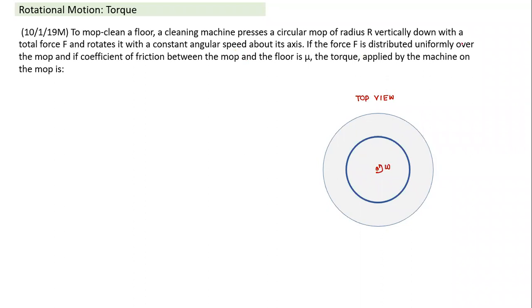Force F is distributed uniformly over the mop, and the coefficient of friction between mop and floor is mu. What is the torque applied by the machine on the mop? Just imagine there's a mop here. Intuitively, most of you should be able to feel that if you press the mop harder into the floor and then try to rotate, it will take more rotating effort.